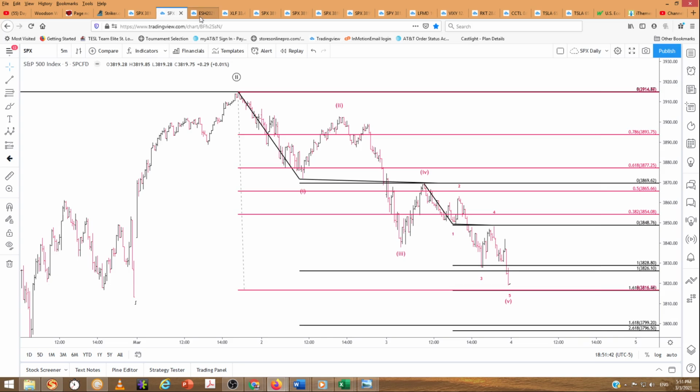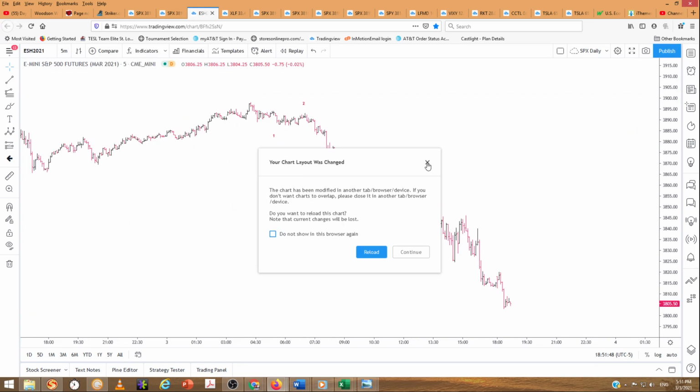I want to get into, I got the E-mini futures up here, the March futures, for a reason here. And I wanted to talk about the third wave.